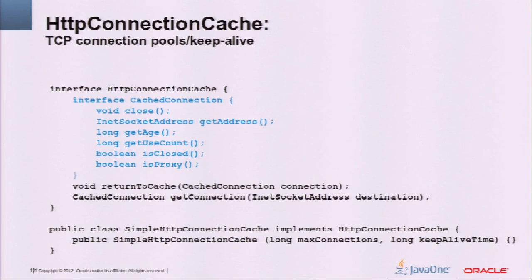What's highlighted there at the moment is a sub-interface which provides the view that cache implementations will have of connections, and so this shows you the information that the cache has of connections and what it can use to define its strategy for caching. And then the cache itself just implements these two methods, return to cache and get connection. The client implementation calls these two methods to put connections into the cache and then to retrieve connections from the cache.